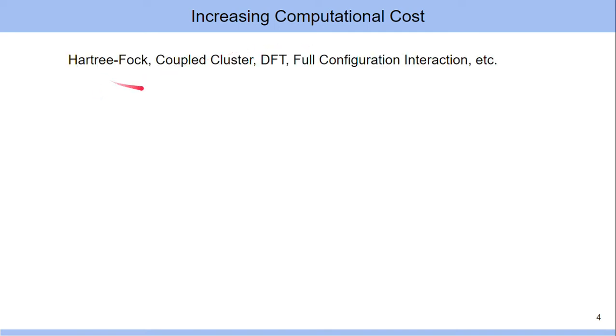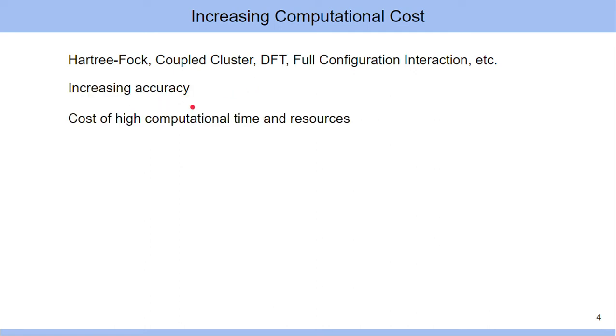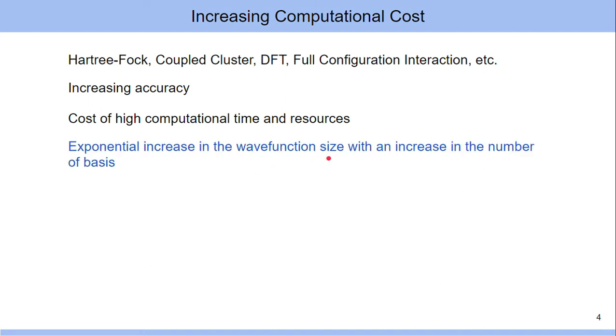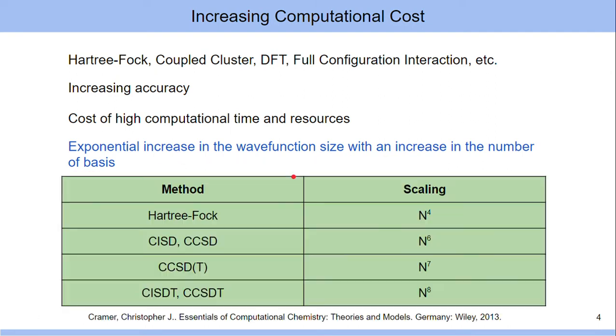Now, a variety of methods exist for finding the ground state energy of a molecule, such as Hartree-Fock, coupled cluster, and so on. And these methods provide increasing accuracy but at high computational cost. This is because the size of the wave function increases exponentially with increase in the number of bases. For example, Hartree-Fock scales as n to the power 4, where n is the number of basis functions being considered.